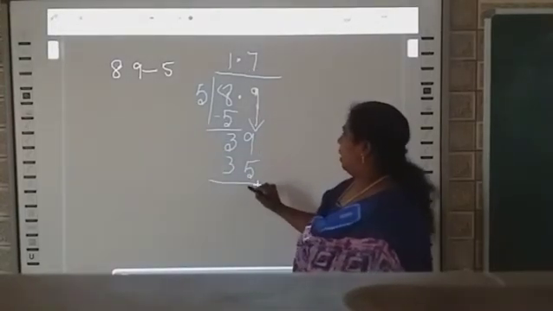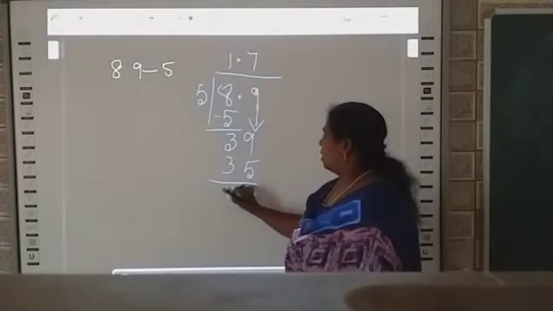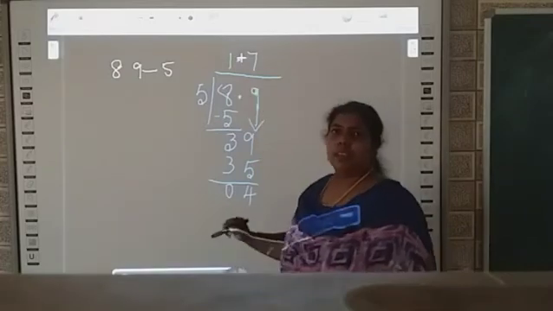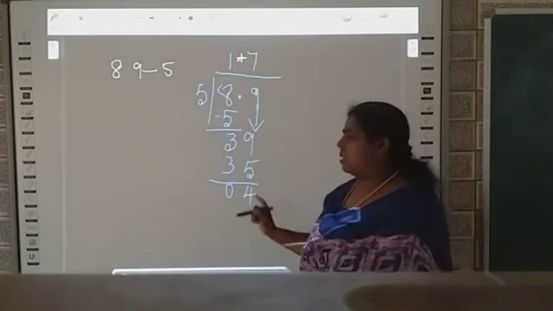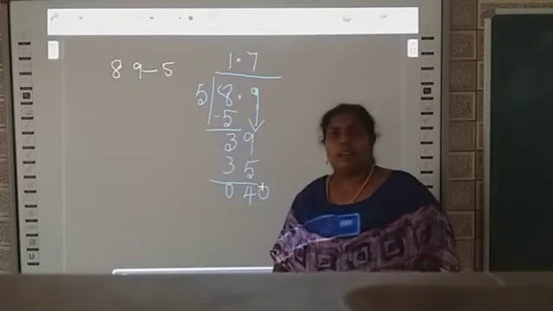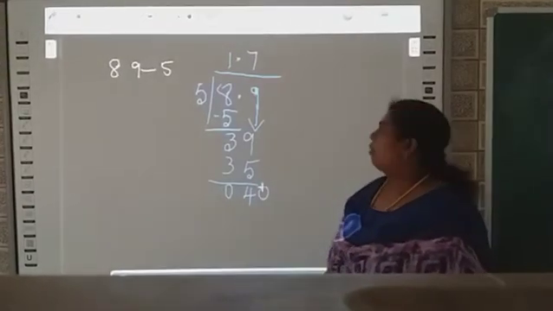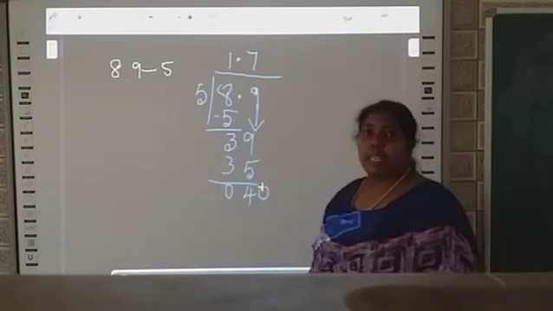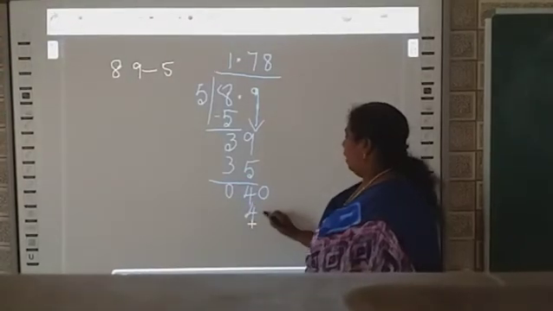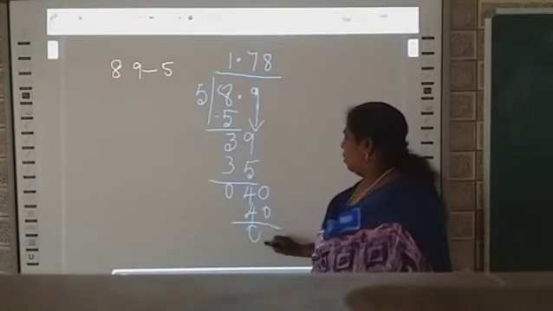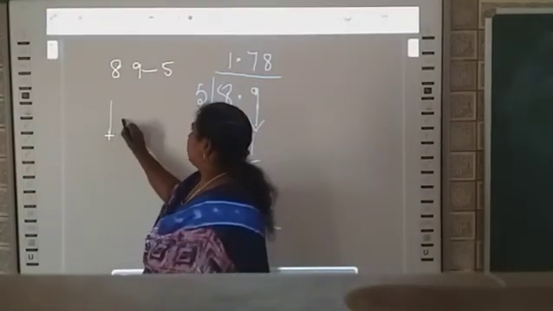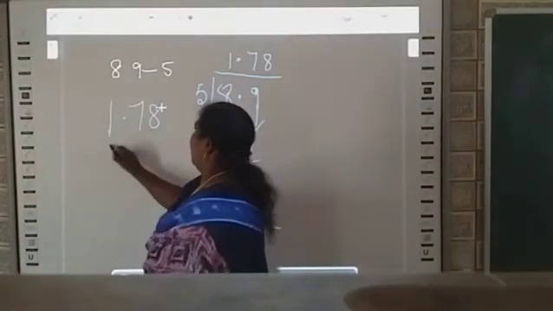Now we get the remainder. 9 minus 5 is 4. Here 0. So actually here the decimal is there, so the tenths place is here, right? So we can add 0 here. Now the value is 40. 40, in the fifth table how many times? 8 times. 8 times 5 are 40. Now 0. So the answer is 1.78.